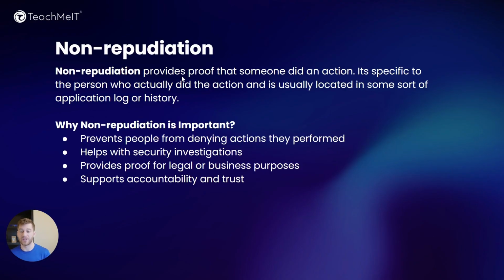Here we have non-repudiation, and this provides proof that someone did something. It's specific to the person who actually did the action, but non-repudiation is having the evidence to show that someone actually took some sort of action. Maybe they deleted a file, maybe they logged into an application they shouldn't have. That's what non-repudiation is able to do. It's able to make sure that we can verify someone's actually done something, and then we have proof of that.